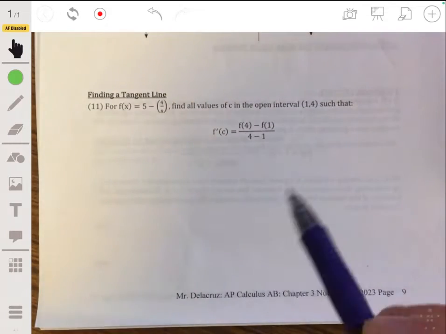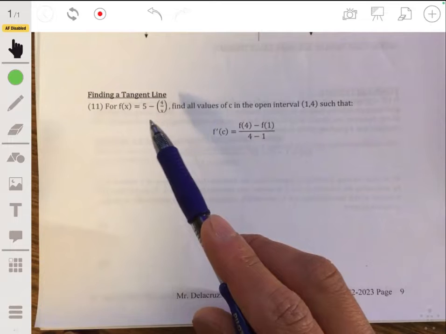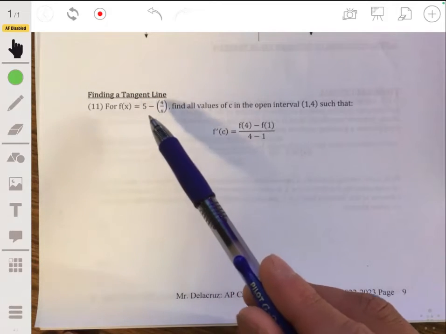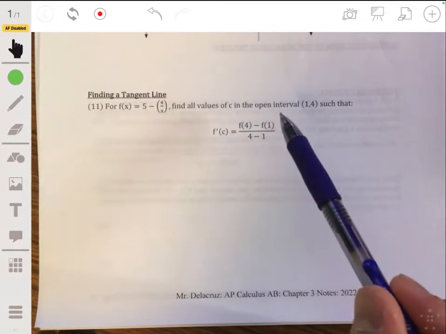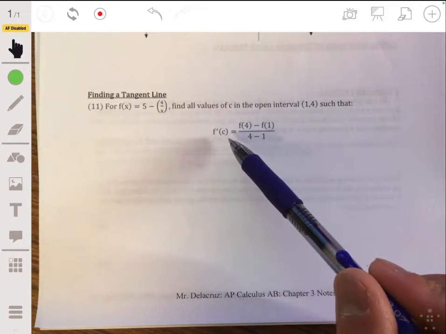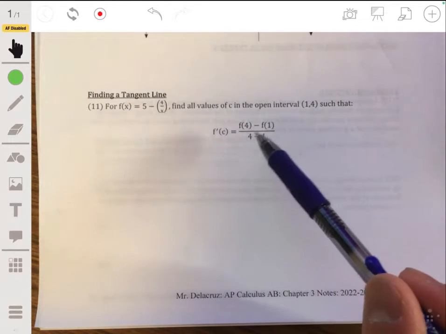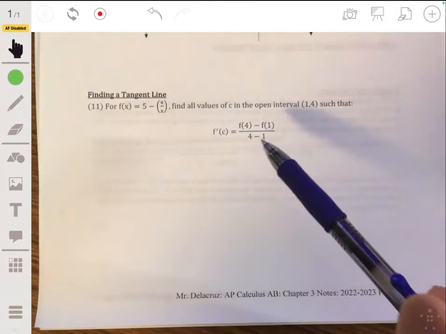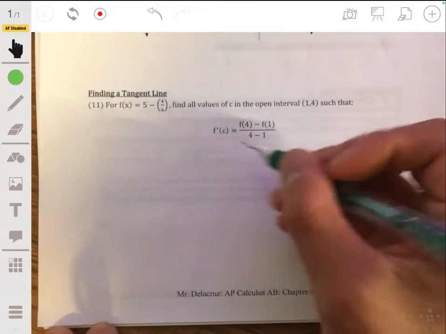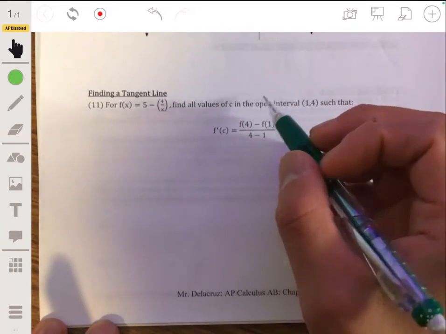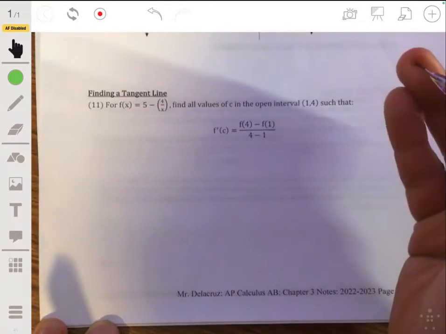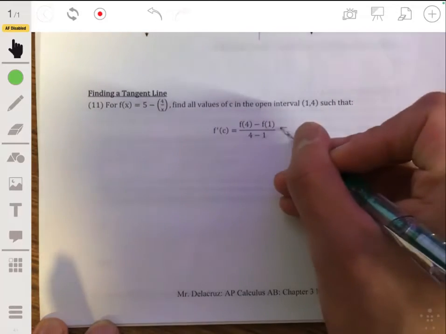But anyways, let's do a practice problem so we know how to handle this on a test. All right, so here we have the function f of x equals 5 minus 4 over x. Find all values of c in the open interval (1, 4) such that the derivative at c is equal to f of 4 minus f of 1 over 4 minus 1. So what is it saying? Well, it wants you to find the value of c that will give you the same derivative, or slope value, here.